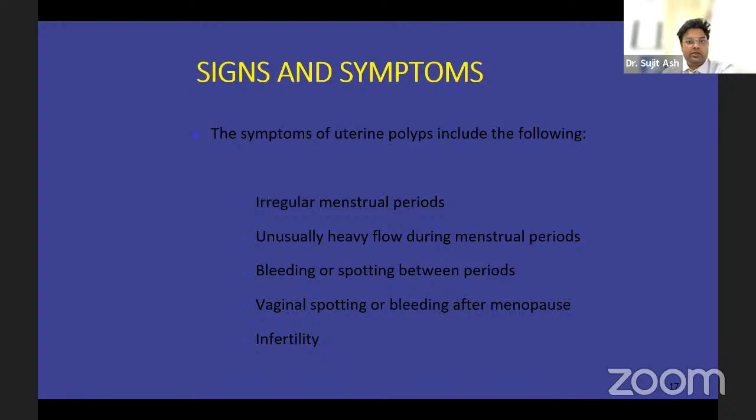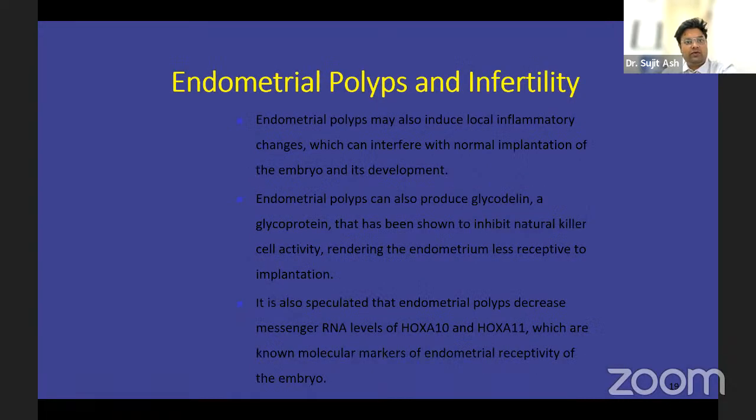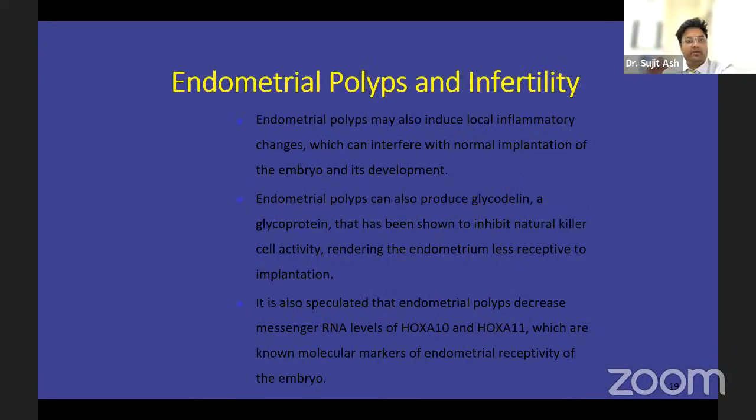So what can this lead to? This can lead to irregular menstrual periods, unusual heavy flow during menstrual periods, or bleeding or spotting between periods, vaginal spotting or bleeding after menopause, and infertility. Yes, polyps can cause infertility because they affect the embryo implantation, and defective implantation of the embryo can lead to high incidences of miscarriages.